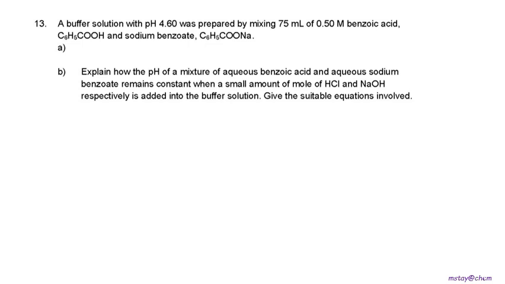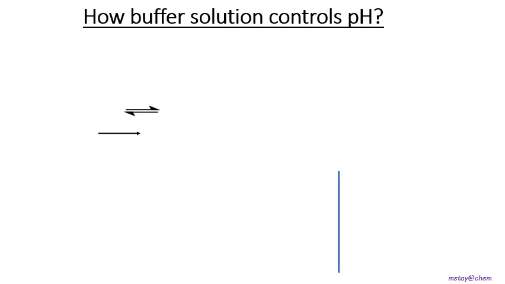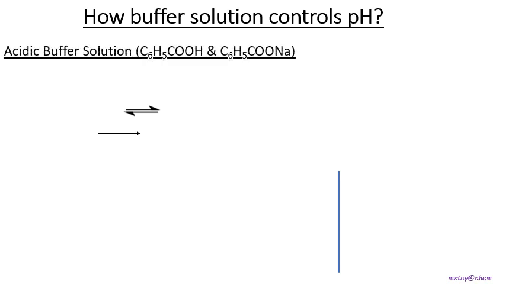Before we continue with tutorial question 12B and C, which involve calculation, it will be better if we understand qualitatively how the pH value will remain constant when a small amount of strong acid or base is added. This explanation will answer tutorial question 13B, where they are asking us how the buffer solution can control the pH value.